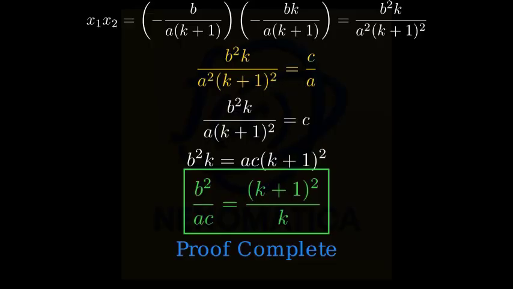Intuitively, the constraint that one root is a constant multiple of the other, combined with Vieta's sum and product, pins down a fixed ratio between the coefficients. And that ratio is exactly b squared over ac equals the square of k plus 1 over k.